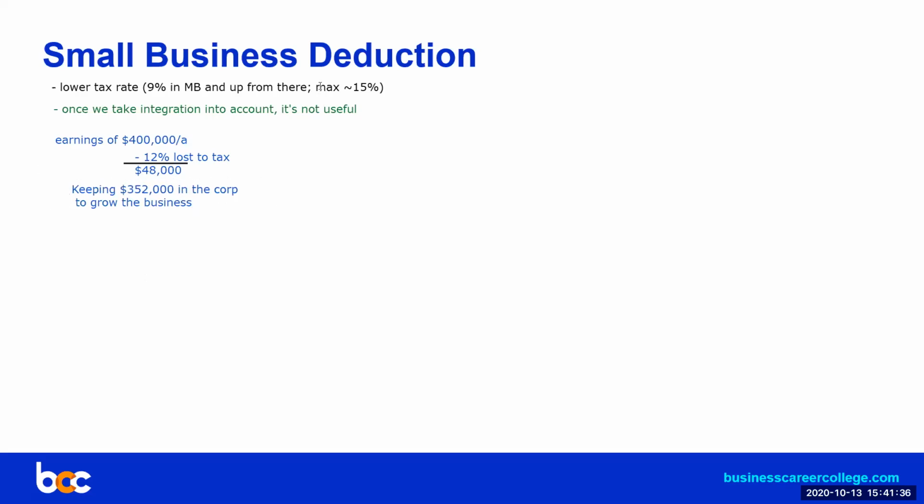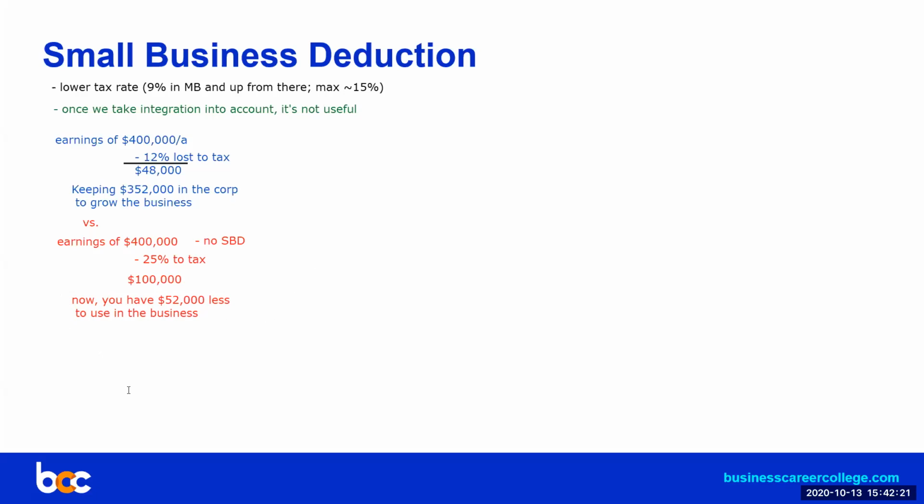Whereas if you didn't have the small business deduction, you would end up losing about 25% of this to tax. You'd lose $100,000. And now you have $52,000 less to use back in the business. And if we take into account compounding, that's a big difference, right?